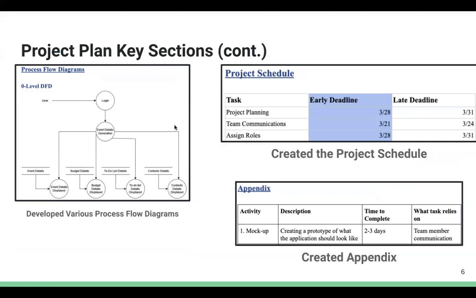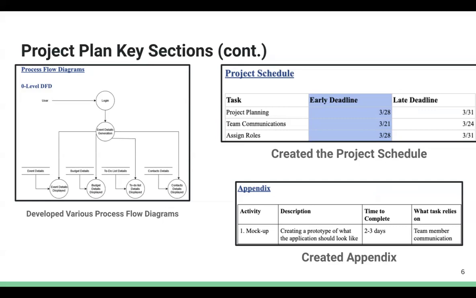Next, we also found some other things for the project plan, including process flow diagrams that were done by Michaela. She created several of these, showing the overall workings of the system and how everything would come together to create a product. Thomas did the project schedule, as you can see here.